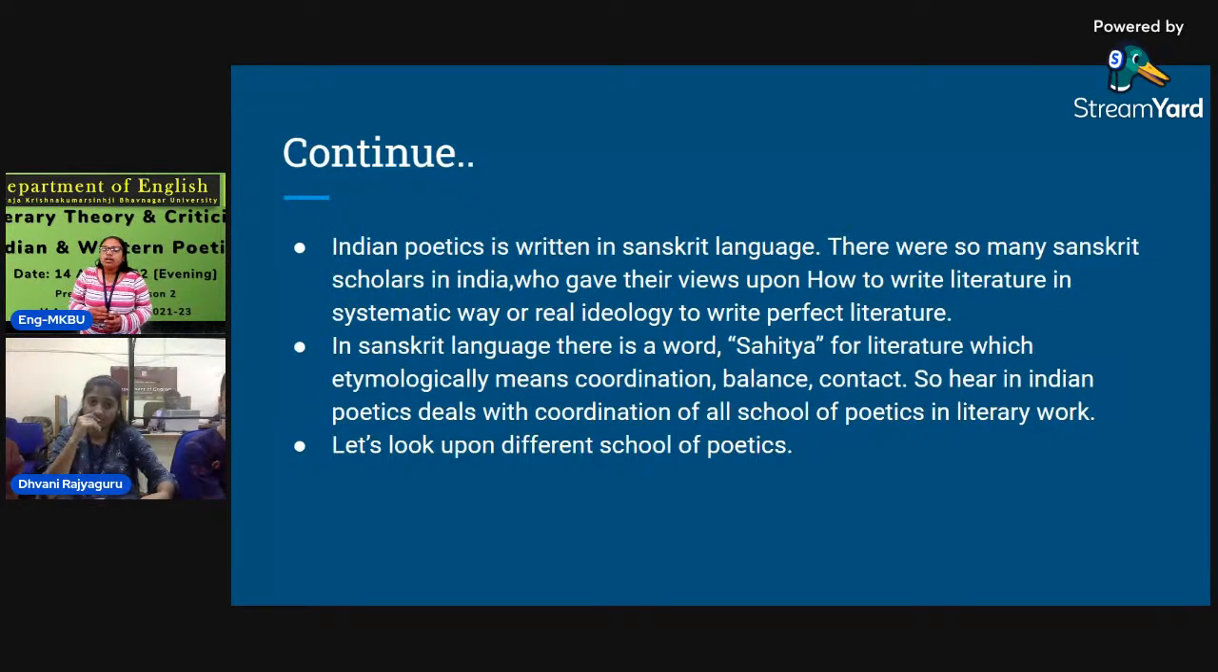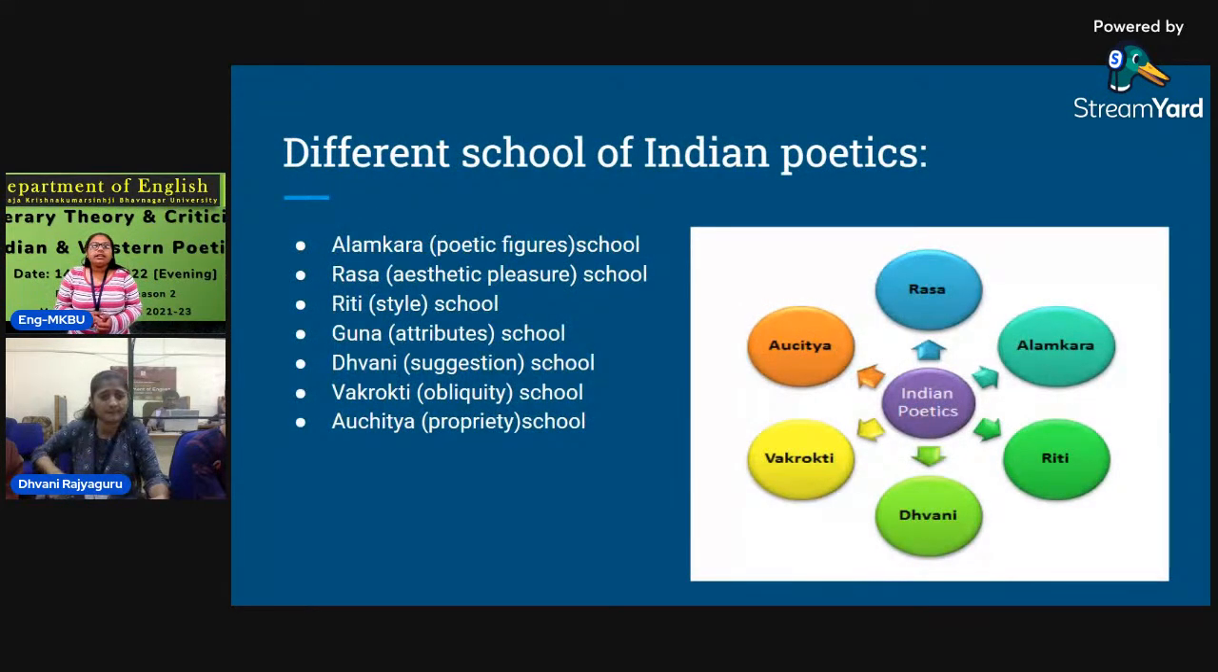We cannot write or read literature with the knowledge of any one school of these theories. We have to be aware of all the schools or all the theories included in poetics. Let's look at the different schools of poetics. Alankar theory, which is called poetic figures in English; rasa theory, aesthetic pleasure; riti, style; guna, attributes; dhvani, suggestion; vakrokti, obliquity; and auchitya, propriety.